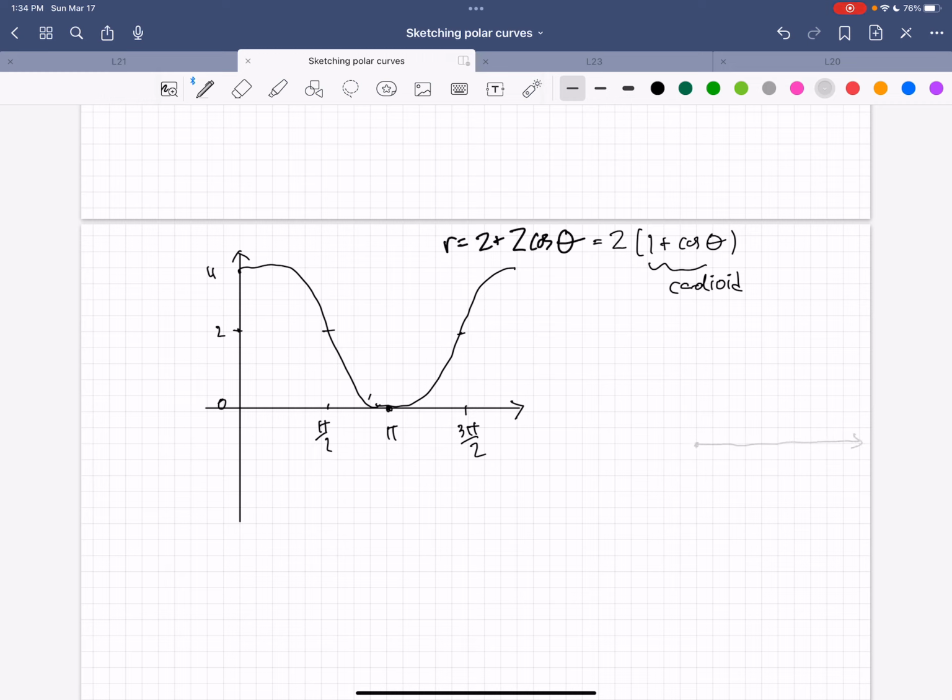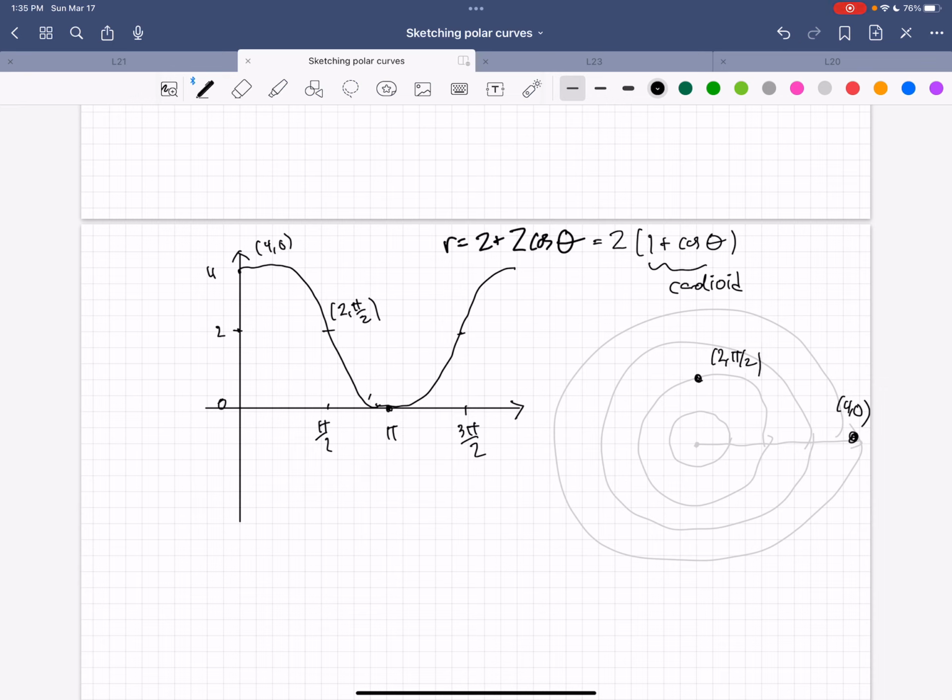So we have that as our polar axis. I'm going to do these circles again. Good enough. Okay, so at 0, we get a radius of 4, so that's that. Then when the angle is pi over 2, we saw we have a radius of 2. Then when the angle is pi, we actually have a radius of 0, so that's what this one is. And then when the angle is 3 pi over 2, we get a radius of 2 again.